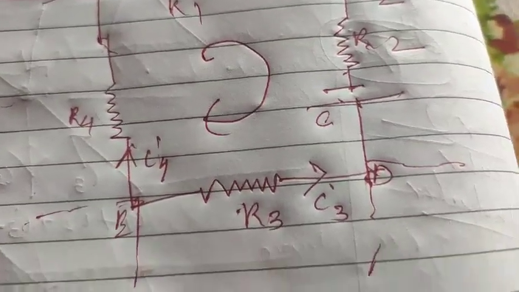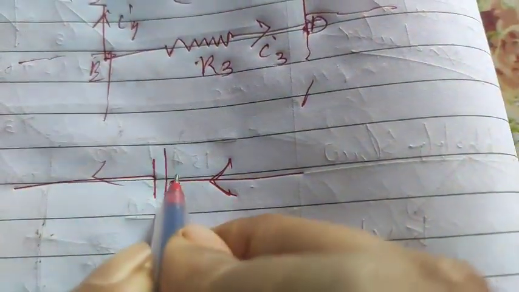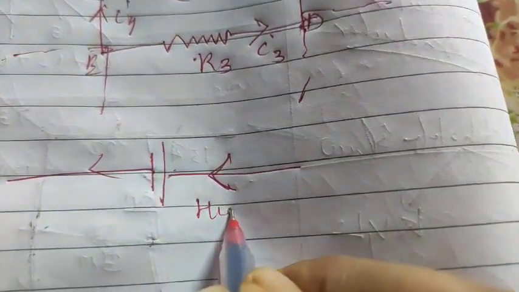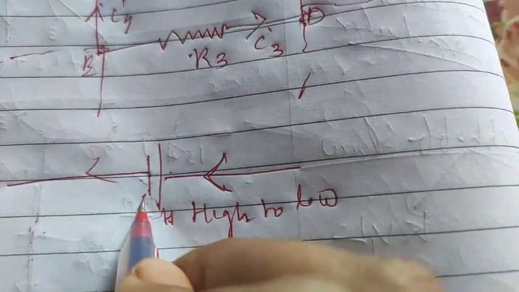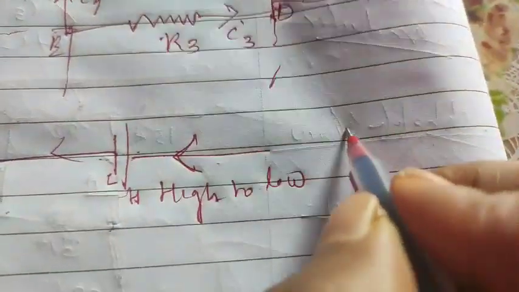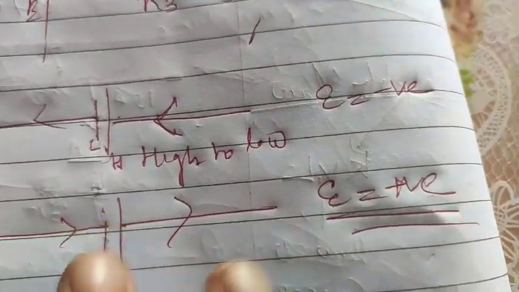So one thing you have to understand solving this question, student: suppose we are moving positive to negative, the arrow is moving from positive to negative, means high to low. This is suppose high, this is low. So positive to negative, your EMF will be negative. But if we are moving like this, means negative to positive, your EMF will be positive. Clear? This you have to understand.